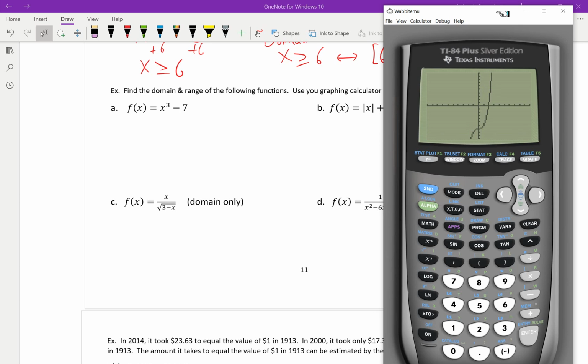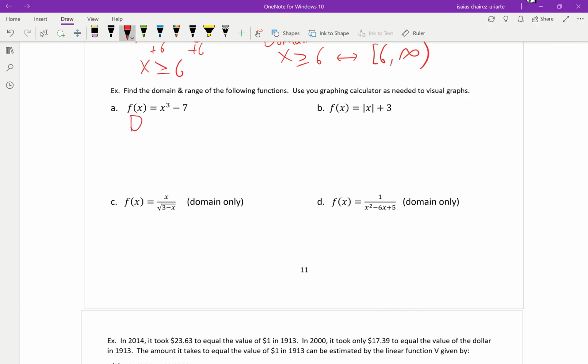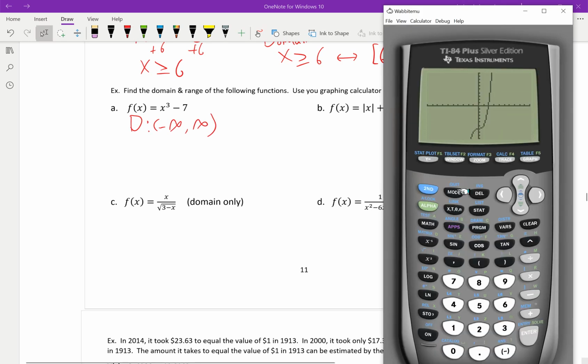So based on that, I'm going to go ahead and conclude that the domain of this function, so how far to the left does it go? How far to the right does it go? Well, it keeps on going down towards the left, and this keeps on going up towards the right. So I'm going to conclude that the domain here is -infinity to positive infinity. What about the range? How far down, how far up? Well, the graph keeps on going forever down, and it goes forever up. So I think the range is the same.